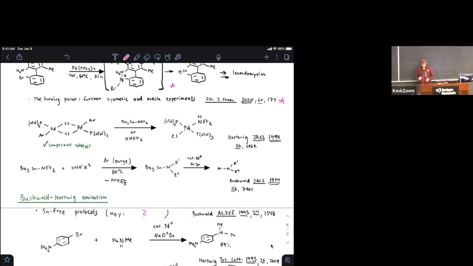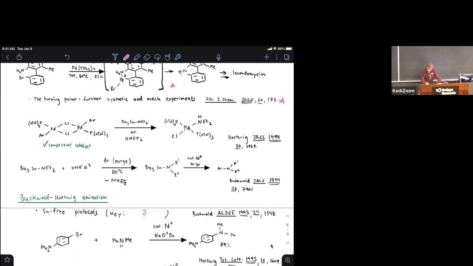The Buchwald group came at this more from a synthetic perspective, and this ties into a little bit of Alex's question. As I mentioned, a disadvantage with the tin amides is that there aren't many that are commercially available. But the Buchwald group, being very practically minded, came up with a nice solution.